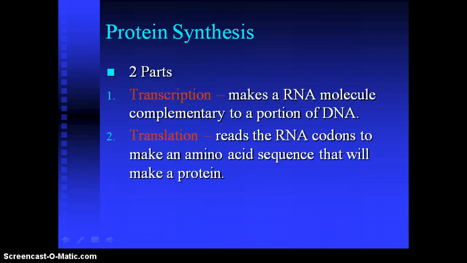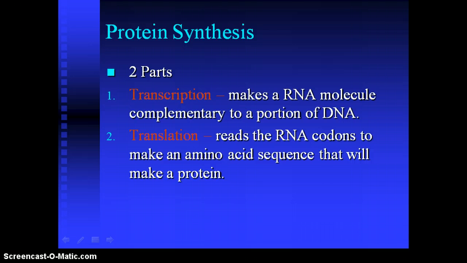Protein synthesis has two parts, transcription and translation. Now if you go back to the front of page 3, under the central dogma, there's a place to put in transcription and translation. Transcription makes an RNA molecule complementary to a portion of DNA. When we say complementary, that means that if there's an A, then there has to be a complement letter going across from it. If there's a C, then the complement letter of G goes across from it.